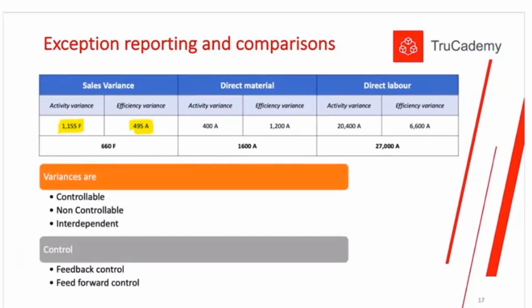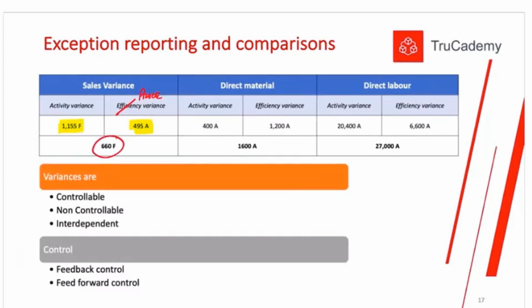So in price, instead of writing efficiency, let's write price here. For labor, it can be efficiency. So to support or to sell more units, we start charging lower prices, and that leads to an overall favorable variance. But a very small one, only 660 favorable. Okay, good enough. After that, direct material.